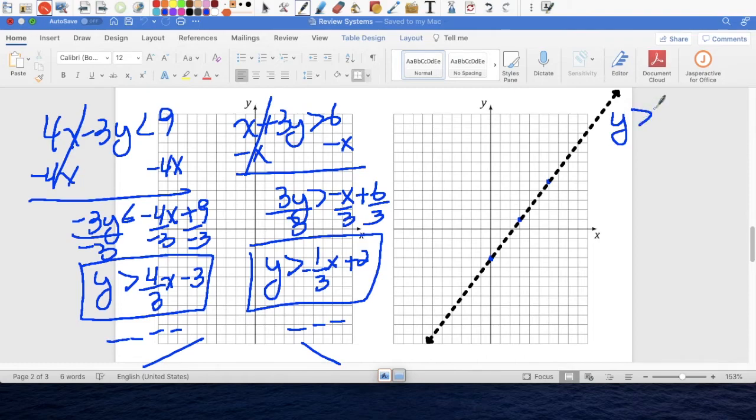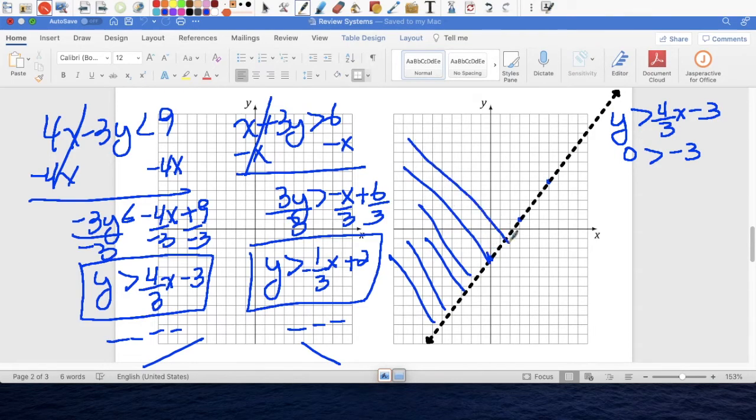Okay. Let's label this. We're going to pick 0, 0, see if it works. So if I put 0, 0, I get 0 greater than -3, because 0 times 4/3 is 0. That is true. So we're going to shade this side. Right, 0 is greater than -3, so we're going to shade that side. Try to make it pretty. All right, let me erase that.